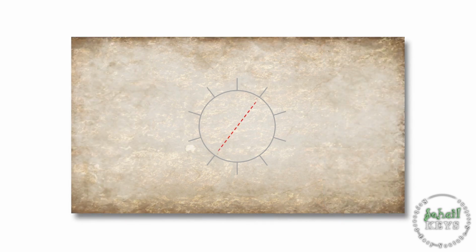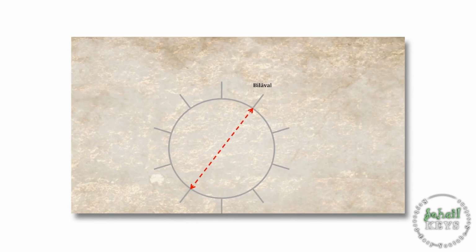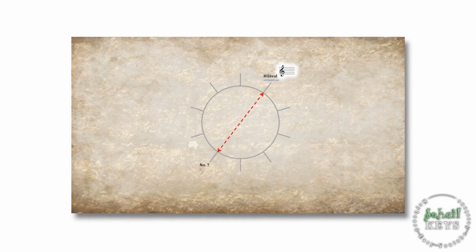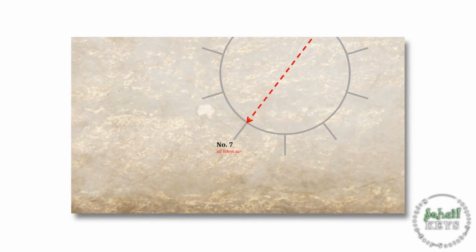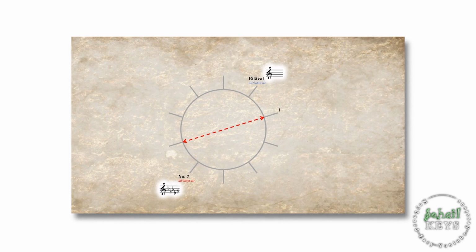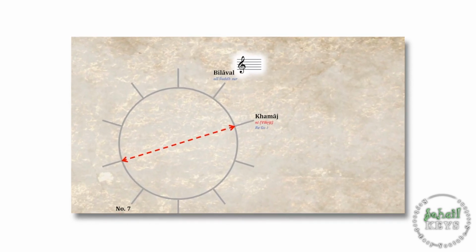In the circle, opposite poles always represent scales in which the opposite alternative notes are used. For example, Bilaval, the Śuddh natural scale, lies opposite scale number 7, where all the Vikṛit notes are used. The difference between the two can also be noticed in the remaining ṭhāṭs.